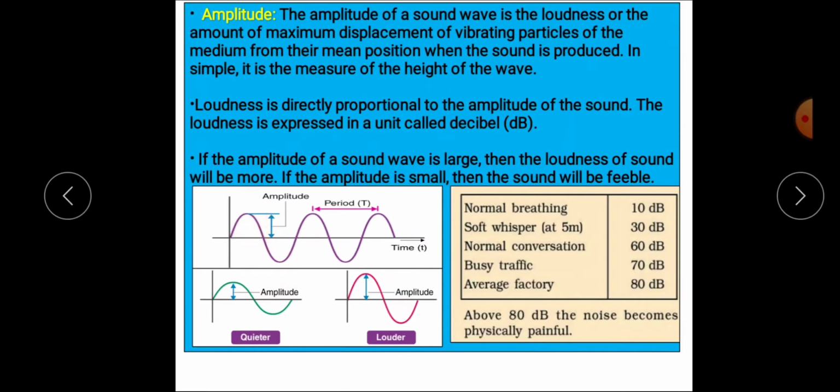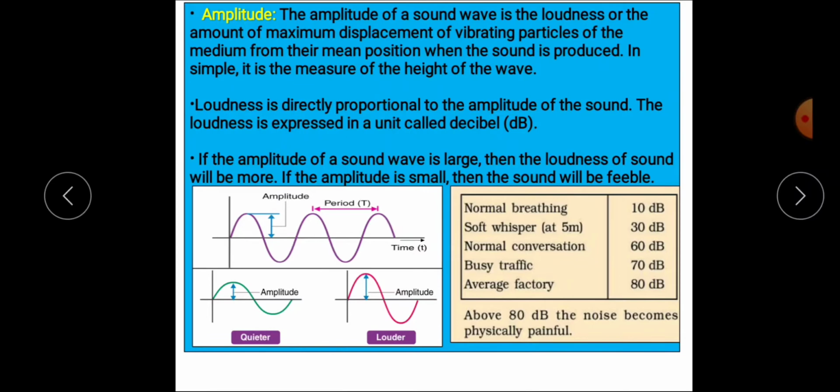Now, let's say the movement is starting from here. It will go up, again come down, and when it reaches its original position from the mean position where it started movement, this is one vibration or one oscillation. If we count from the middle of the crest, then down and again up, to the middle of the next crest, that will be called the time period. For one vibration, how much time it is taking is the time period.